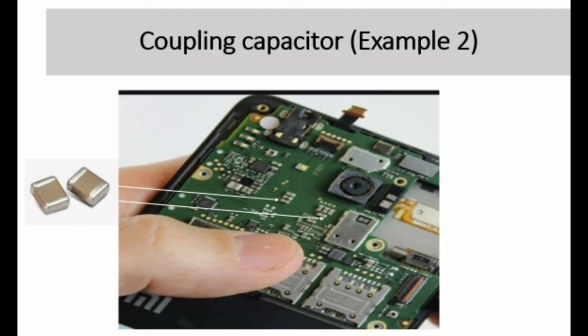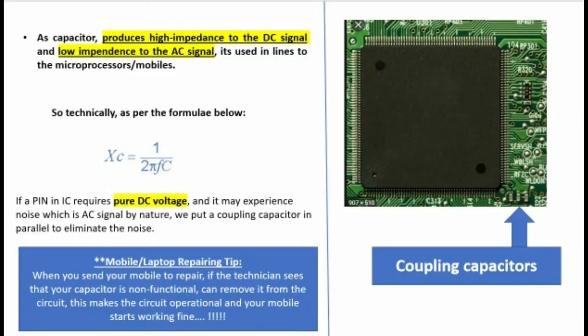Just try to understand what the technicians do and how mobiles are configured with coupling capacitors. If you happen to open a mobile, you'll see small dot-like items which I have shown here. These are capacitors, and basically they are connected to input signals in parallel. And do you know why it is used? Let's see this equation: Xc is equal to 1 by 2 pi Fc.